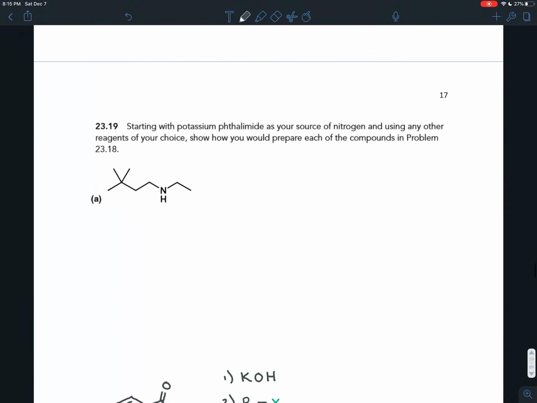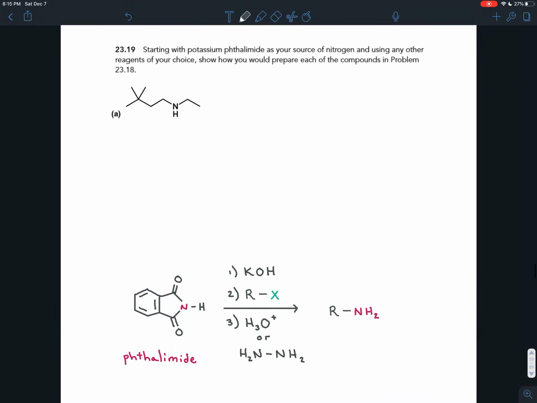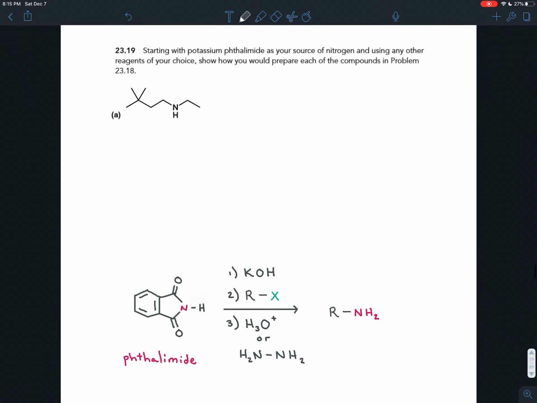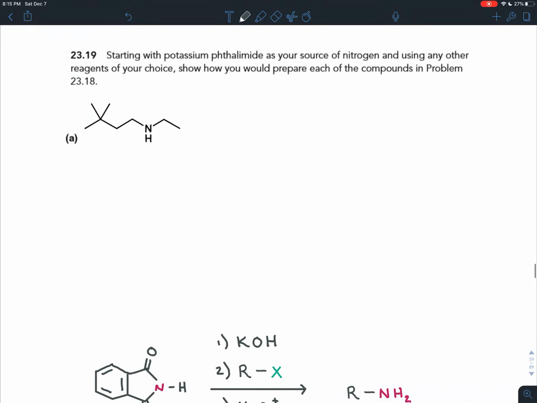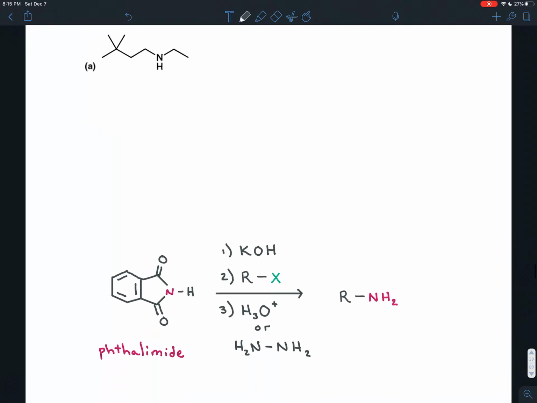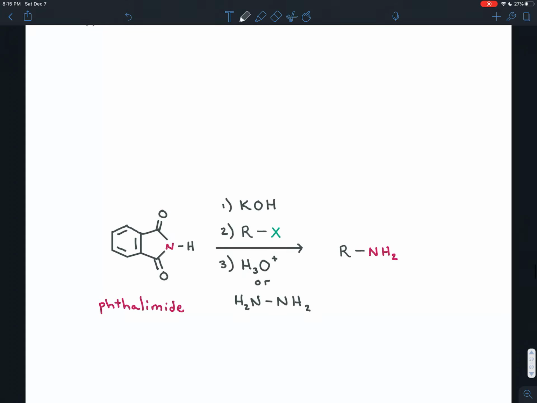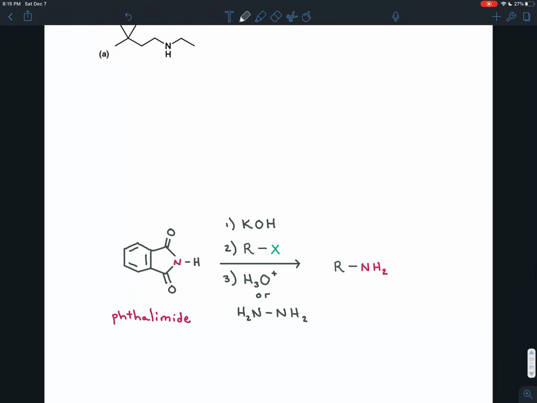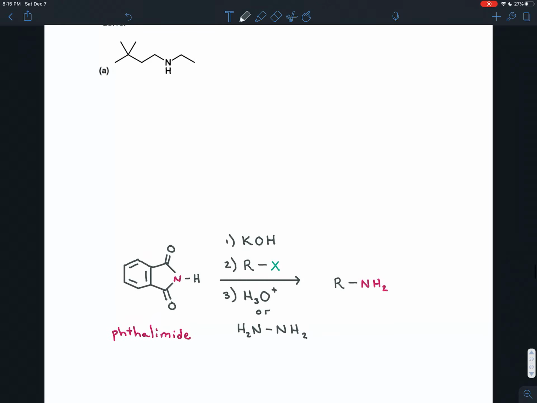And so that's what they're talking about here when they say starting with potassium phthalimide. But just to be consistent with what we did before, we're going to start with phthalimide and add the potassium hydroxide as our first step. That's going to be our first and original source of nitrogen, and we'll use the Gabriel synthesis to create the first bond from nitrogen to carbon.